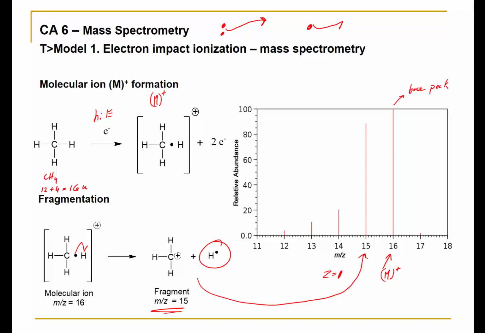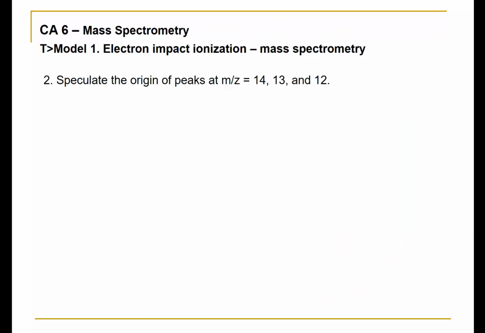You can see that there are some other fragments, and of course the only possibility is that in going from 15 down to 14, a single hydrogen is lost, and 14 down to 13, another hydrogen, and 13 down to 12, another single hydrogen. We can represent this, though, in a fragmentation diagram. So what I'm going to do here, I'm going to start here first of all with my methyl cation.